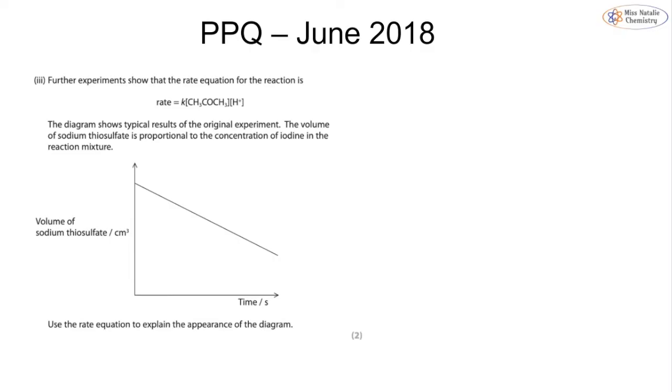So further experiments show that the rate equation is this. Now we've just seen that a few minutes ago. So the diagram shows typical results of the original experiment, and the volume of the sodium thiosulfate, as we can see here, is proportional to the concentration of iodine. So whatever sort of graph we get for the volume of sodium thiosulfate, we're going to get for the concentration of iodine. So we want to use the rate equation to explain the appearance of this diagram.